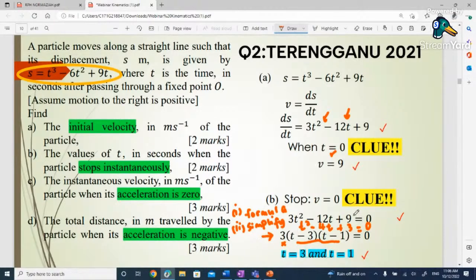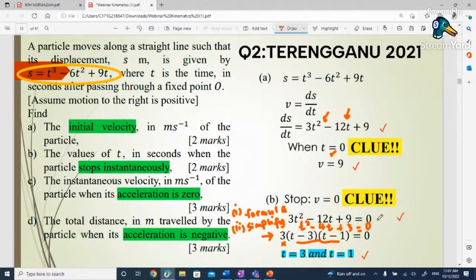So to be safe, ada dua solution yang saya bagi. First one, you use formula. And then second one, you simplify. Then awak bolehlah guna yang 2 brackets. Okay? So itu. So the clue will be V equals to 0.